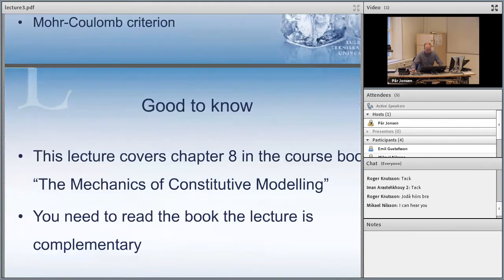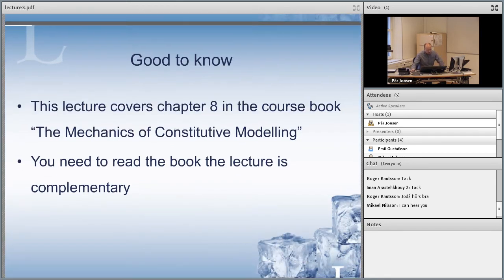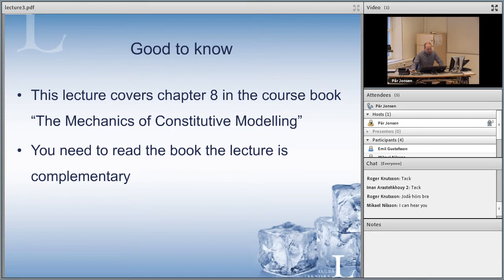And this lecture will more or less cover chapter 8. The last part, about anisotropic yield criteria and the 4-parameter model, you have to read for yourself. So the book is, of course, as I always say, the most important thing. This is more like a guidance for you for the reading and for the exercise.